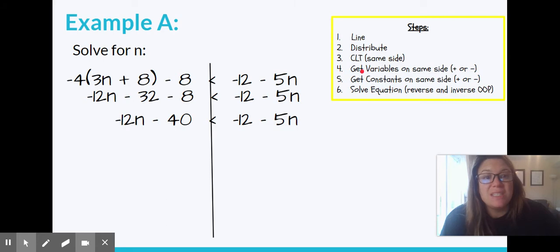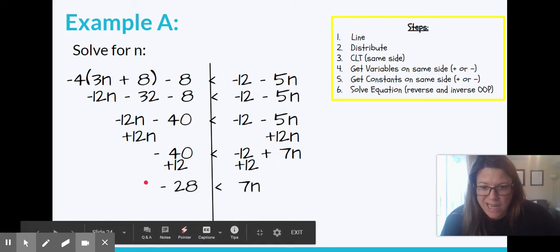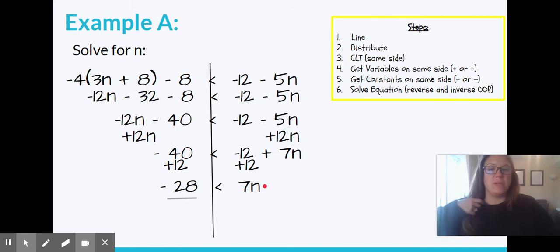Until I get to my next step, which is get variables on the same side. So you can either add or subtract. I can add 12n or I can add 5n. I'm going to add 12n to both sides. Then I won't have a negative and I won't have to switch in the end, right? So I'm going to be left with -40 on the left side and -12 plus 7n, because -5 plus 12 is 7n. Then I'm going to add 12 on both sides. So this side will be -28, and that is less than 7n. And then I'm dividing both sides by 7.